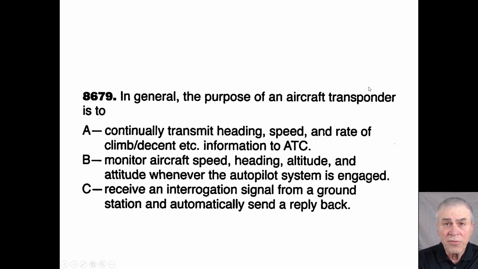In general, the purpose of an aircraft transponder is to... What's the purpose of the transponder? Transponder is to communicate with ATC. Okay. I guess we don't have to go much further than answer A, but let me see if the other ones are in the ballpark. B, monitor aircraft speed. A transponder? No. Altitude perhaps, but not speed. C, receive an interrogation signal from a ground station. Okay, I like that too. And automatically send a reply back.